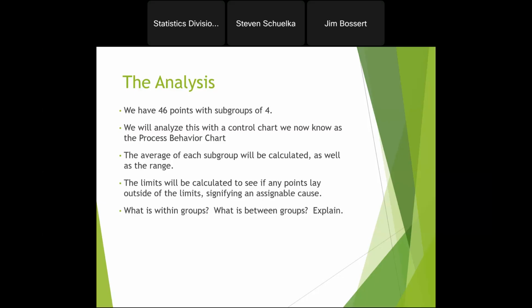Variation between groups is basically the difference between people. Some people you're going to find are more consistent, and some aren't. And so we're going to see that. So we want to basically understand what that is.